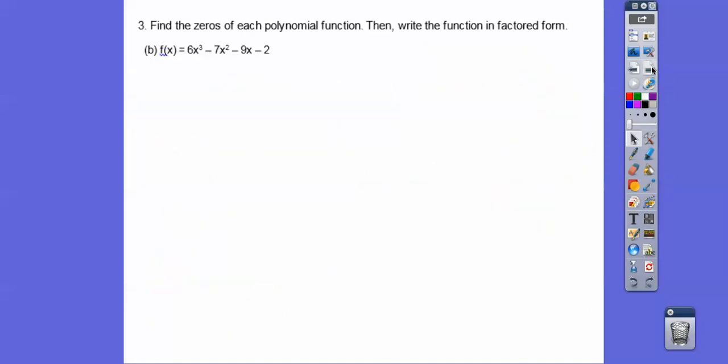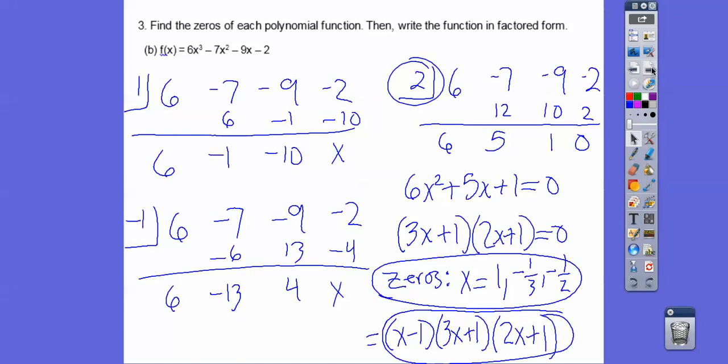Okay, so let's try this one. So the factors, our box numbers, are going to be plus or minus 2. I'm sorry, factors of 2, which are 1 and 2, over factors of 6, which are 1, 2, 3, and 6. Because 1 goes into 6, 2 goes into 6, so does 3, and so does 6. So hopefully you find one quick, because we got a cubic and it's going to give us a quadratic. So let's try 1. I think 1 worked, okay?